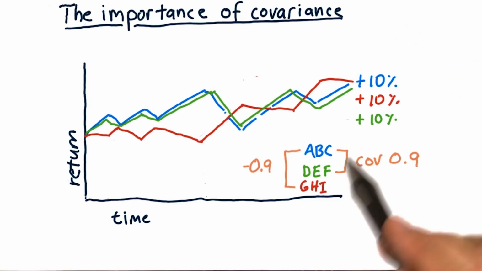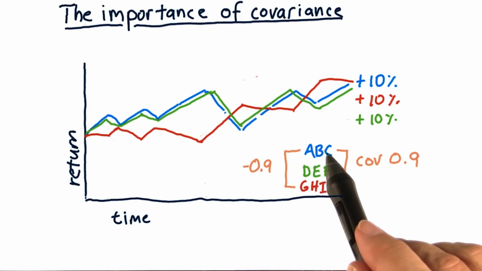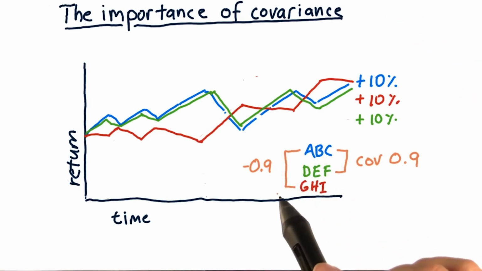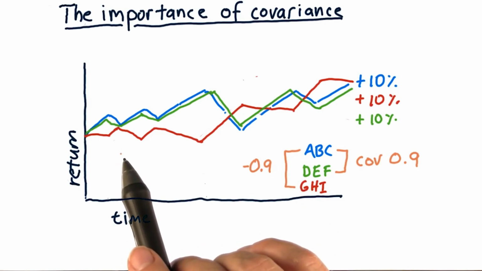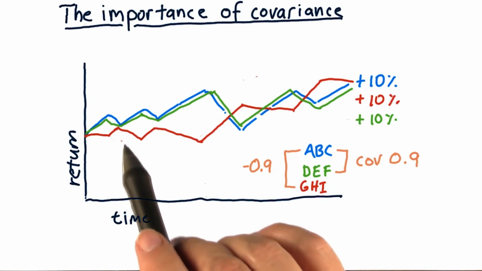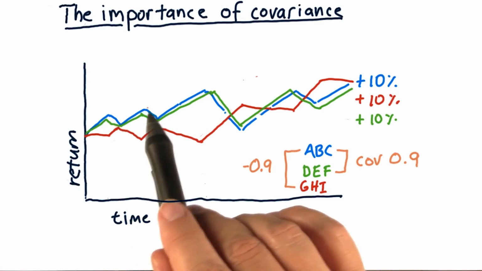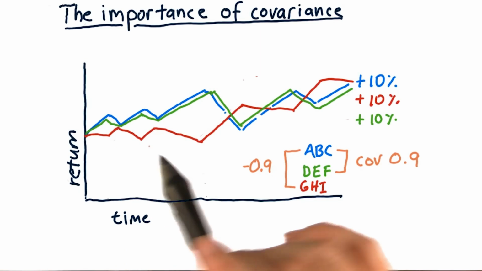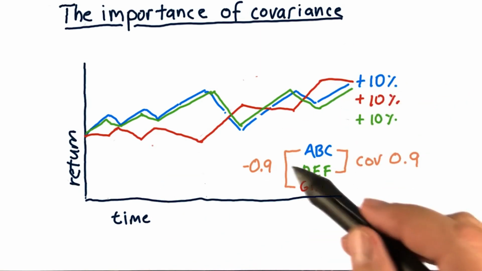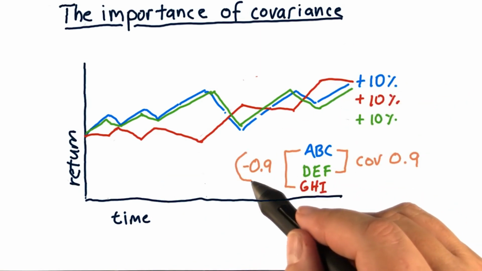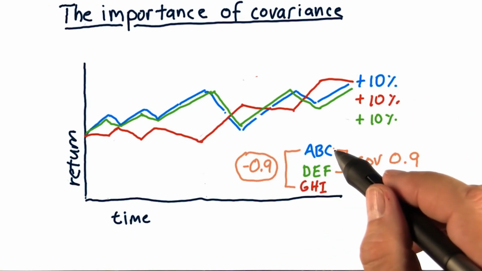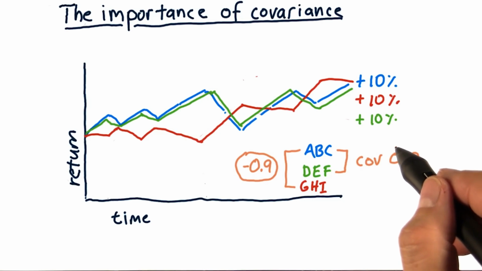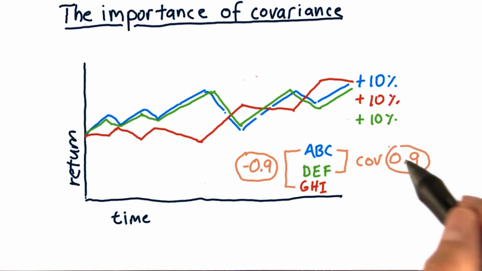Now if we were to look at the covariance of daily returns of ABC and GHI, we would find that they actually have a negative correlation. In other words, when ABC goes up, GHI tends to go down. So they have a negative correlation, or a negative covariance, whereas ABC and DEF have a positive covariance. Again, what's the best way to blend these together?